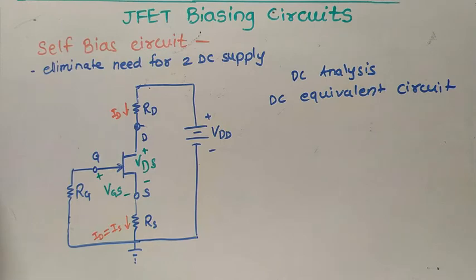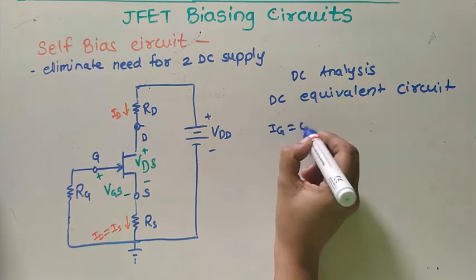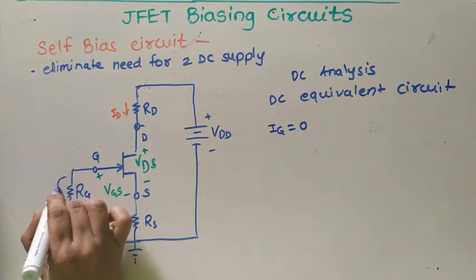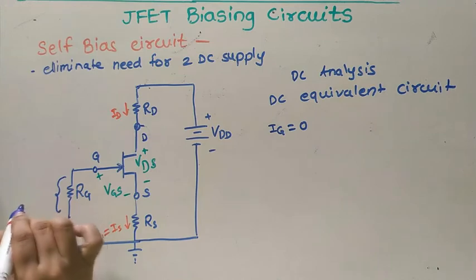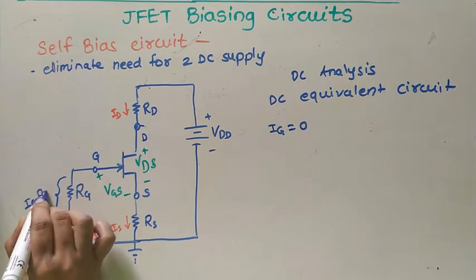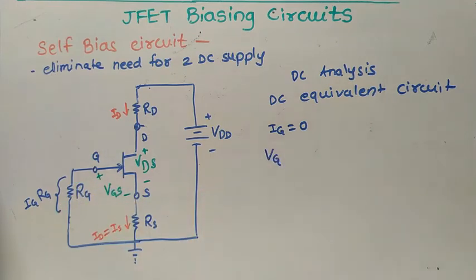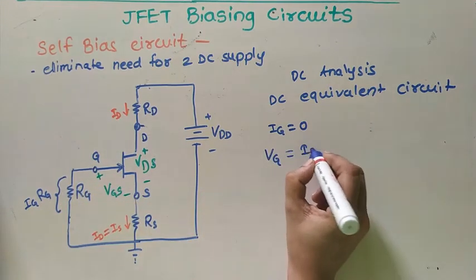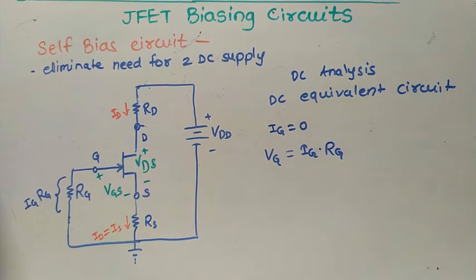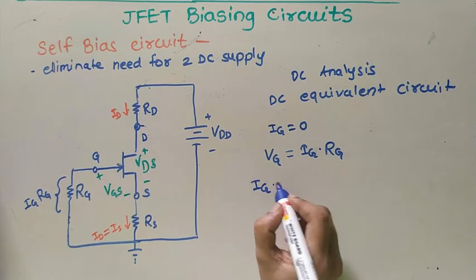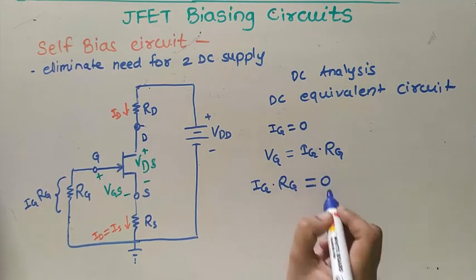Now all of us know that in JFET how much is our input current Ig? That input current Ig is always equal to 0 milliampere. That means across this RG resistor we are having the voltage drop, that is Ig into RG. Means at gate we are having the voltage Vg, which is equal to Ig into Rg, and since Ig is equal to 0, this voltage drop will be 0.